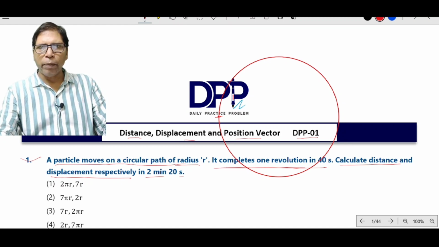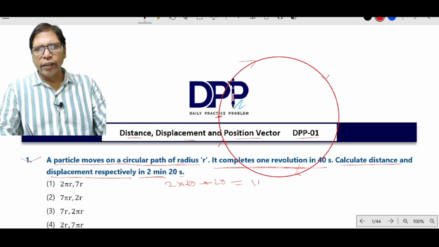Now, time taken by the particle to complete one revolution is 40 seconds. Total time is 2 minutes 20 seconds, that is 2 into 60 plus 20. So this is 140 seconds. 140 means 3 into 40 plus 20. So the particle completes 3 complete revolutions and 1 half revolution.